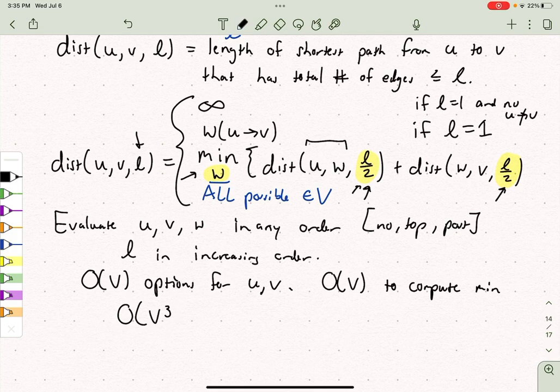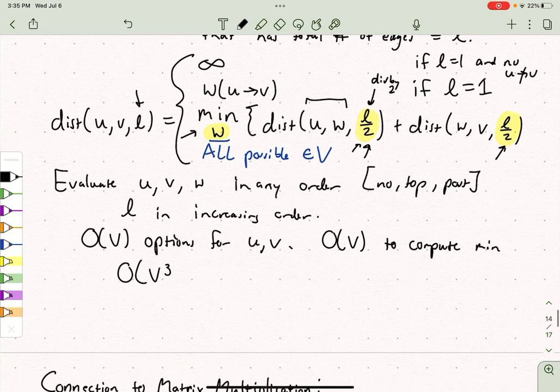The good thing is because we're dividing by 2 each time, this will only be log V. Because there's V possible values of L, or the total value of L can be V, but because you're always halving it, that restricts how many values could actually appear.